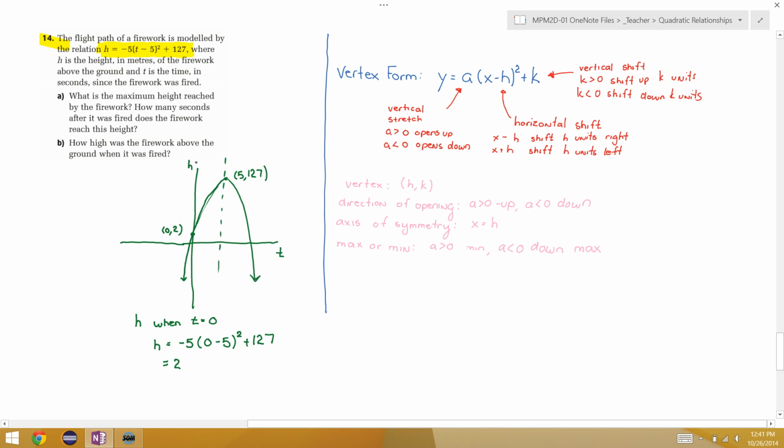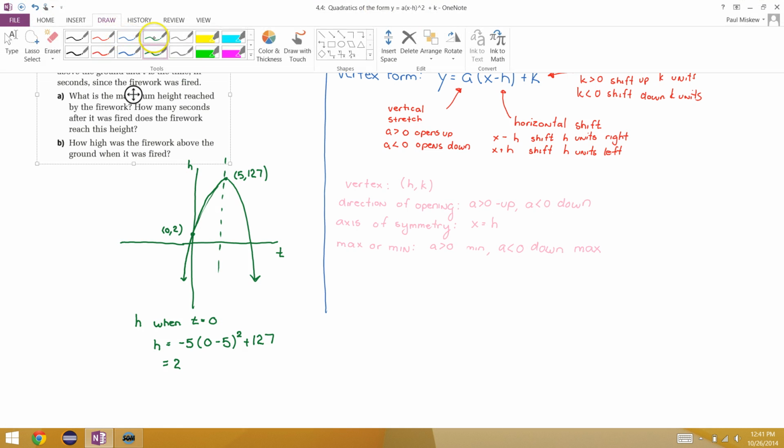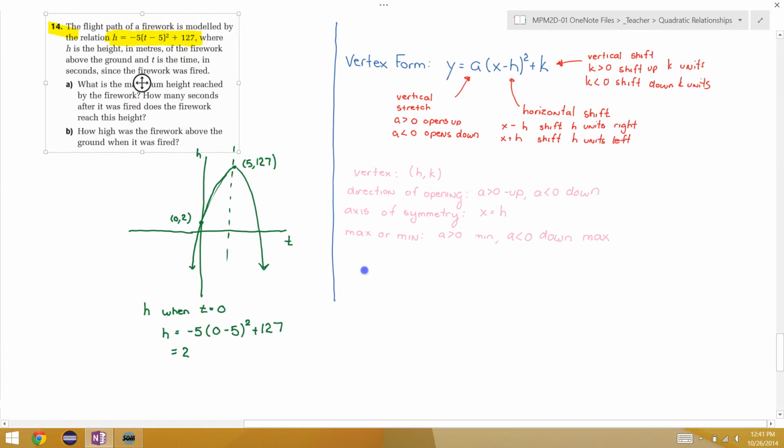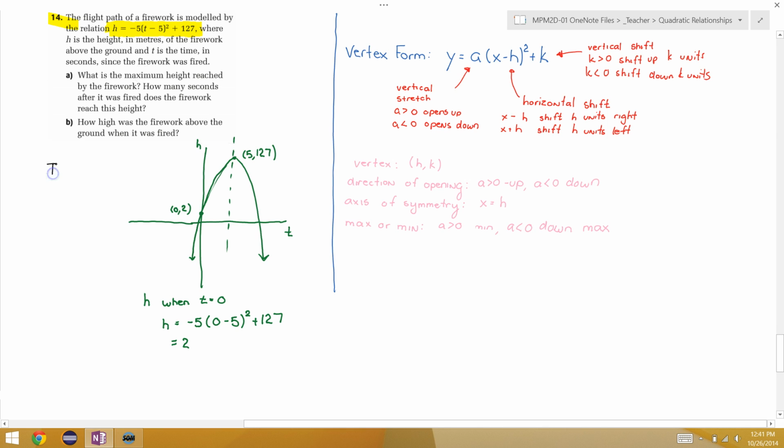So now, with this quick sketch that I've done, I can actually answer part A and part B without any real additional work. It says, what is the maximum height reached by the firework? Well, the max height reached is 127 meters at 5 seconds.